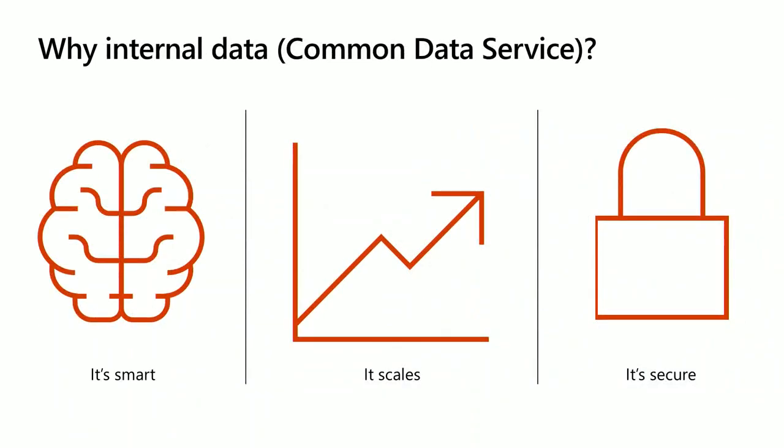Now, the other thing is, why might we use internal data, and why might we put data in the Common Data Service? The first reason I would say, and I'm biased here, is it's smart. The Common Data Service understands the shape of your data, and I'll show more about what this looks like later, and it's able to provide that information in a very rich and robust way to the apps, to the AI models, and so on that you're building.